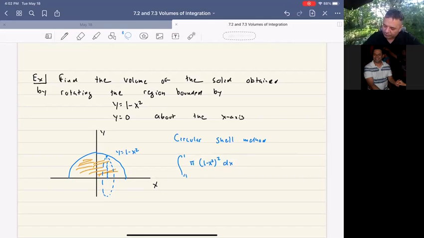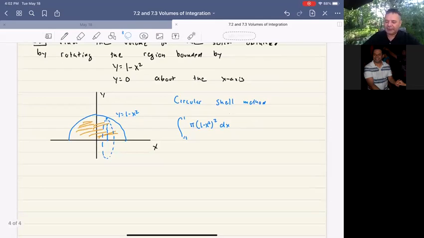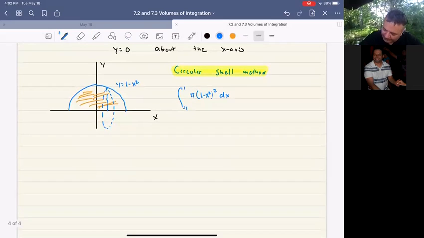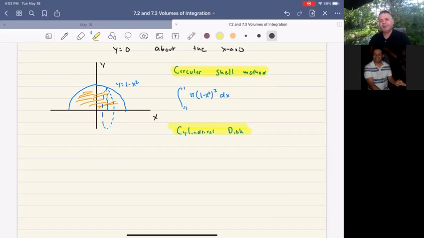Okay, pretty standard integral to do. I'm not going to go through doing that. I think we can all do that. But let's also look, what if we wanted to solve this via cylindrical shell? Okay, might be a little harder. This was actually intended to be done with circular disk, but let's go ahead and see what we could do with cylindrical shells.